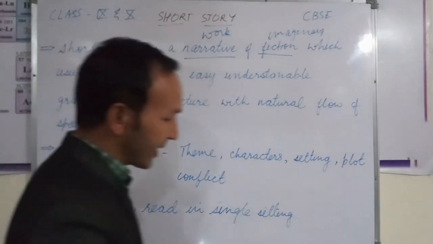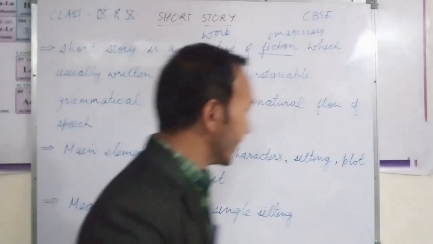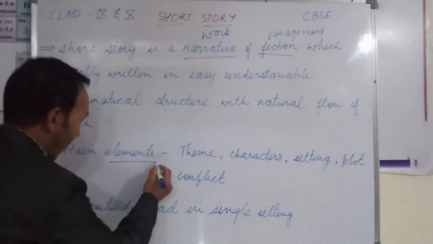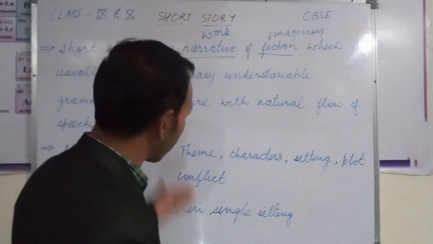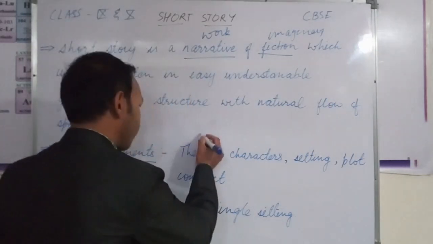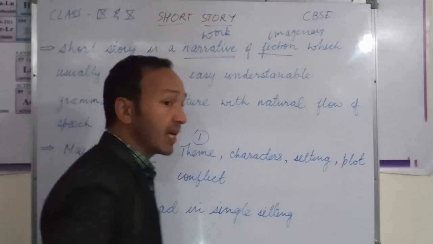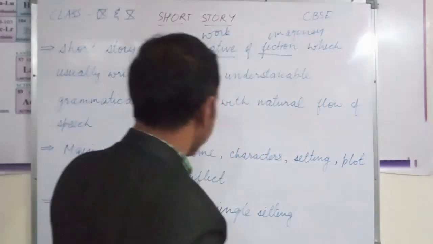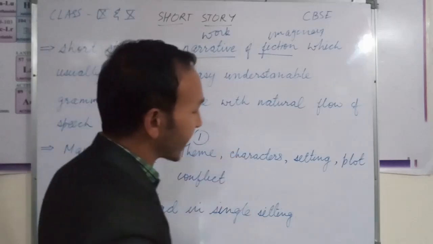इसमें हमें किन किन चीजों की जरूरत होती है? पहला चीज हमको जरूरत होती है main elements. The main elements used in the short story: first, the theme. Theme is the central idea of the story. Okay. Next comes the characters.